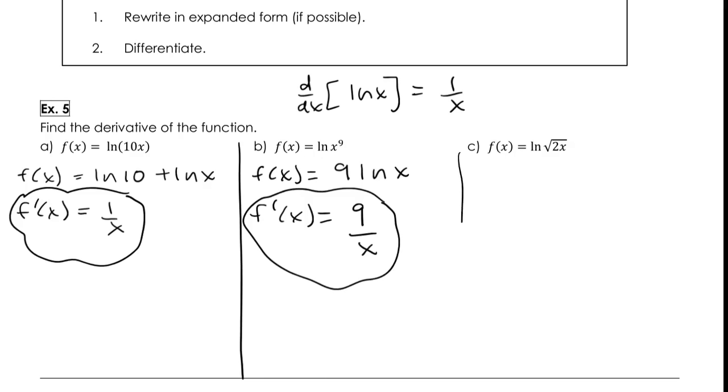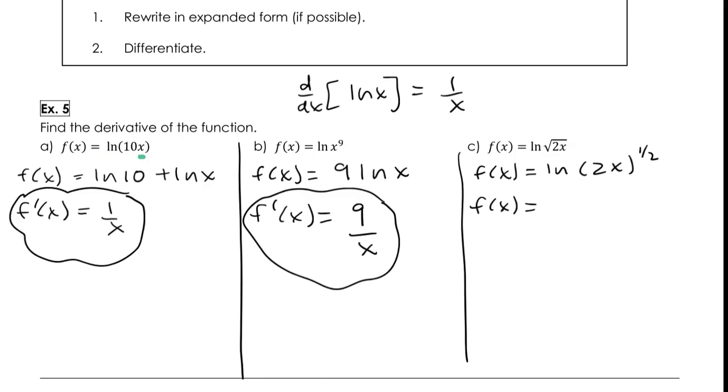Okay, going on to the next one. Oh, next and last. These are short today. Okay, first let's rewrite this. When we had a radical up above, we rewrote it as a half because it was the square root. Just like over here, when we brought the 9 down in front, I'm going to bring this half down in front.